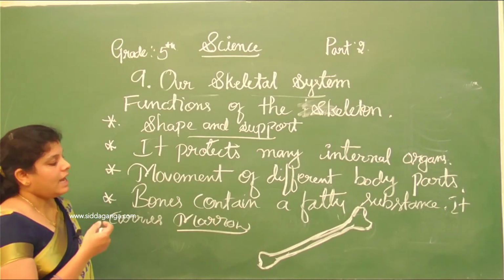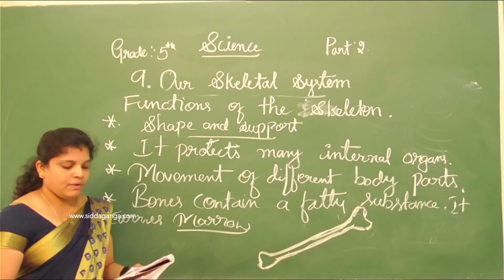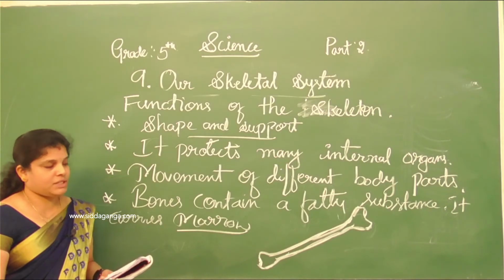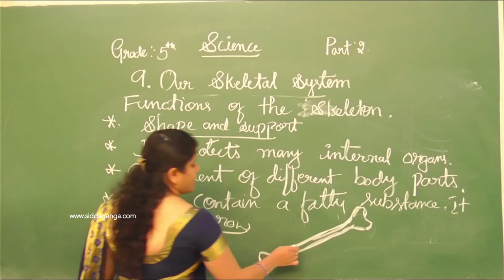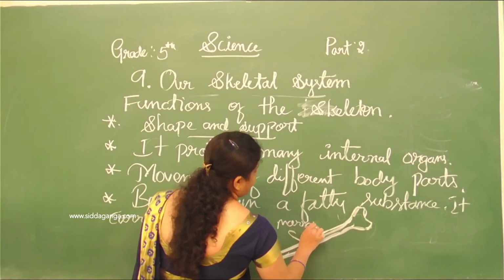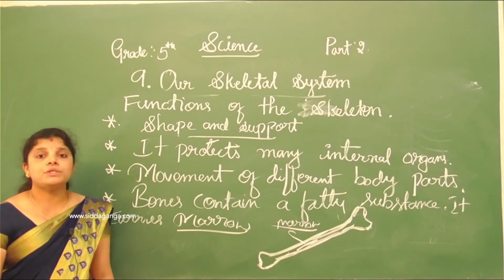Okay, and next one is the bone. Bone is also a very hard part in our body. See, in the middle of some bones there is a jelly-like substance. So this jelly-like substance we call bone marrow. See, this bone marrow helps to produce blood cells.